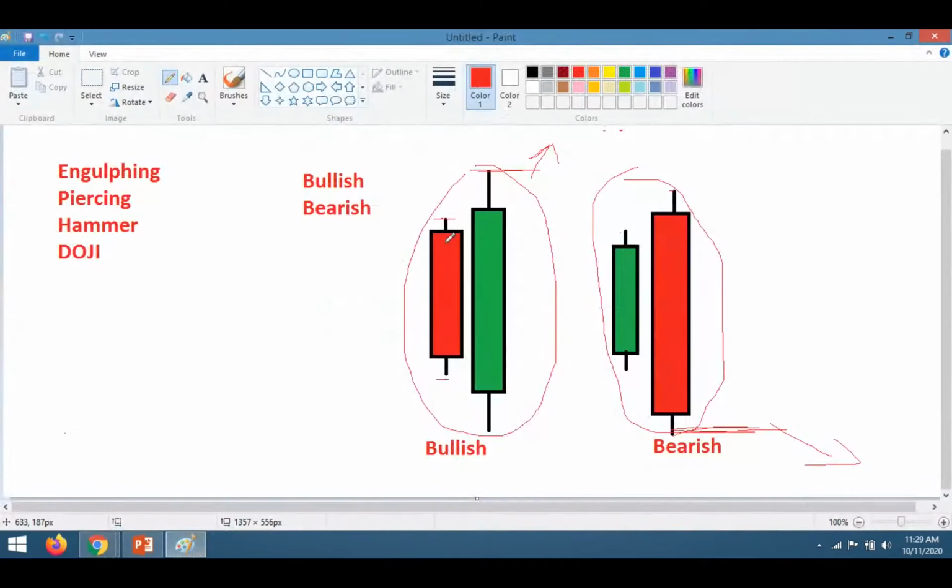Yes. So these are the engulfing. Okay, so how to use? I just explained piercing also. After that, how to use, I will tell you, because piercing is the same as engulfing.